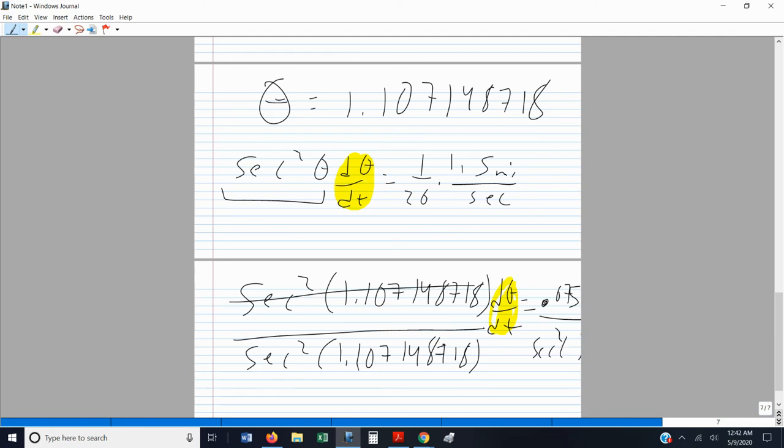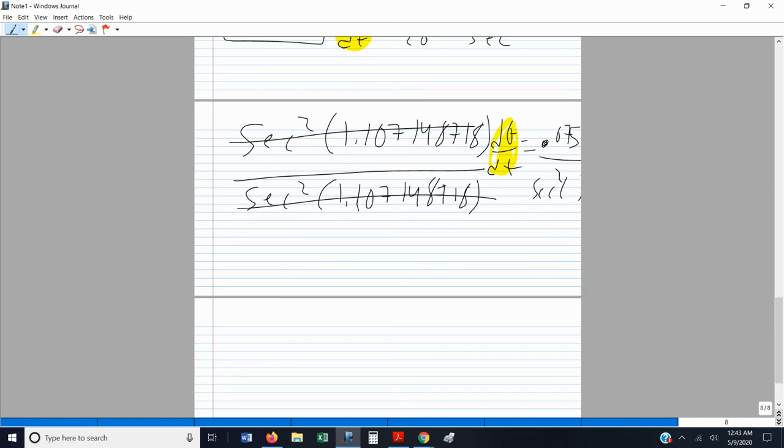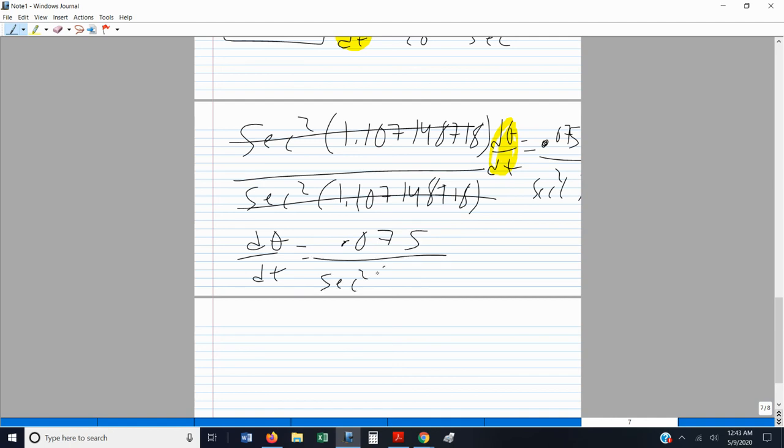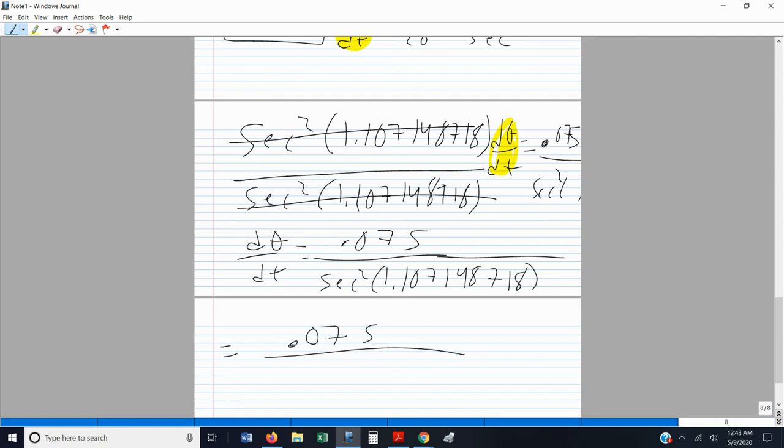Sorry, I ran out of space, but I'll write it better here. So your answer, and you don't have to simplify it, is 0.075 divided by secant squared 1.107148718. Okay, that looks really rough, but it would be 100% acceptable to leave your answer like that. This is a little bit tricky to simplify on your calculator because the secant is the same as the reciprocal of cosine. So that is a lot to have to think about.